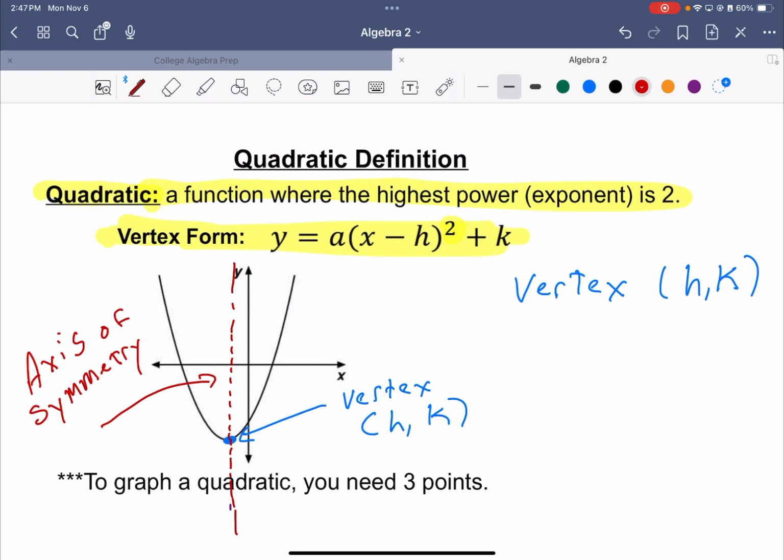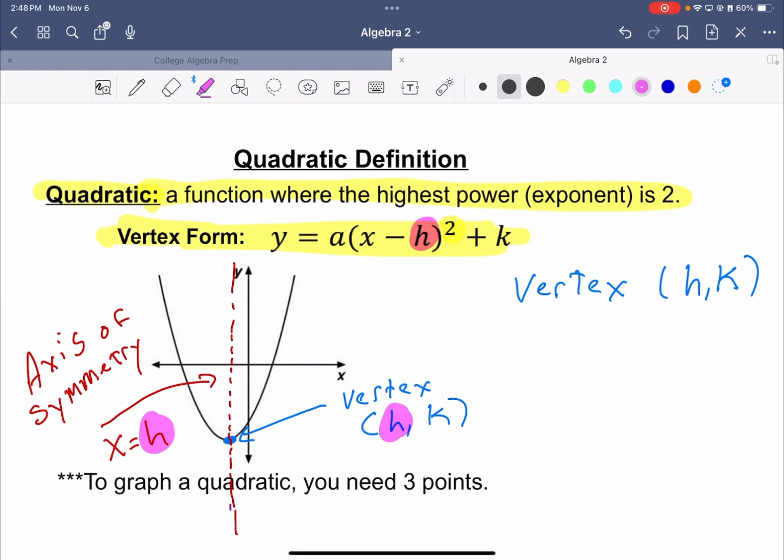So that's called the axis of symmetry. Now here's the thing with the axis of symmetry. The axis of symmetry has to go through the vertex. Okay, so that axis of symmetry is actually going to be the equation x is equal to h. So this and this are always going to be the same thing. Okay, it's called the axis of symmetry.